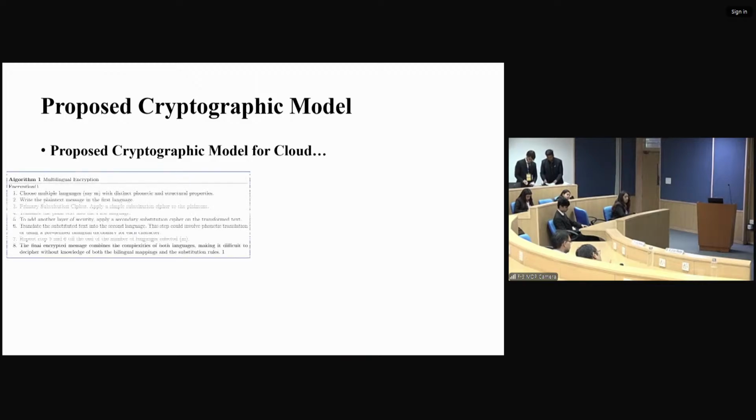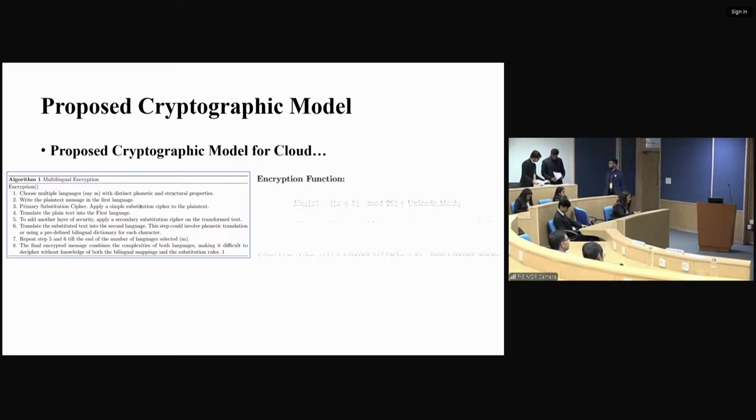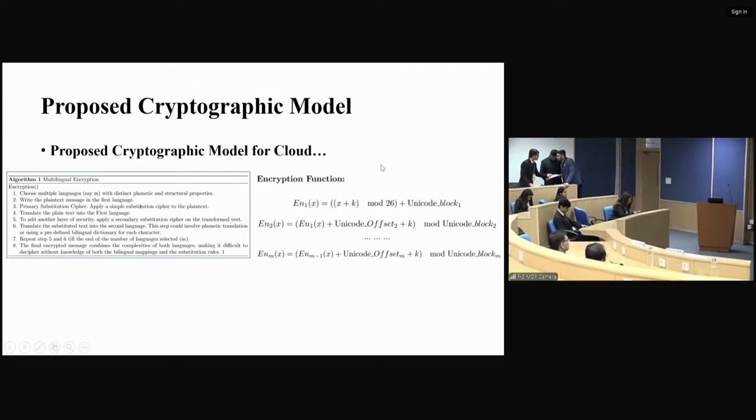For that, we have proposed an algorithm which has one encryption function, in which we choose a number of languages. Multiple languages can be chosen, with distinct phonetic structures. Then we write a plain text in the first language. Then we apply the substitution cipher. Then we translate the first plain text into this language. Then we add another security layer with the substitution part, and we add the Unicode. We have formulated a mathematical expression, in which we have some offset for the Unicode to convert one language into another language.